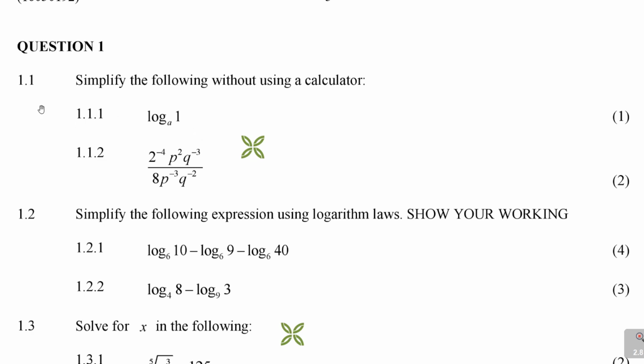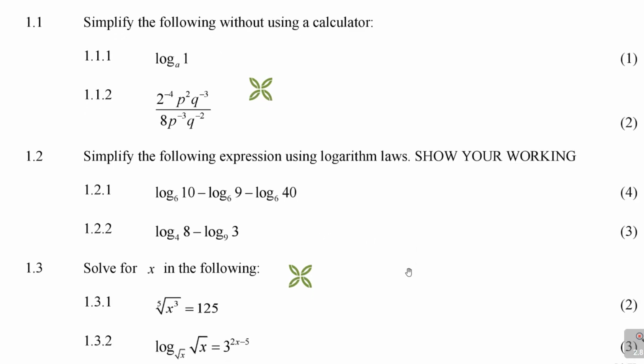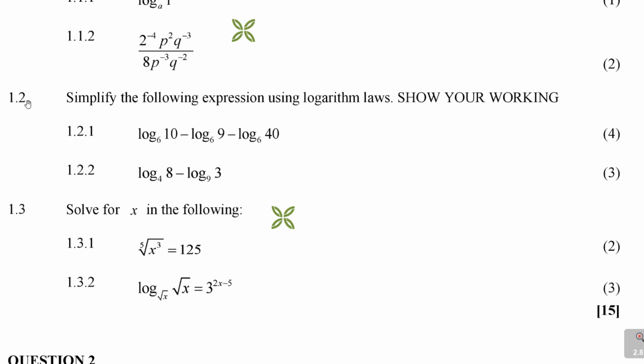Now, simple, we go to question 1.1, which is on logs. Check 1.1.2, we just did that. There is another 1.2. These are logarithms. One is 4 marks, just check it carefully there, and the other one is 3 marks. And then it says simplify the following expression using logarithm laws, and show your working. You comfortable there, guys? Or you want me to do it? I'm fine on my side. You're fine. I'm also good.